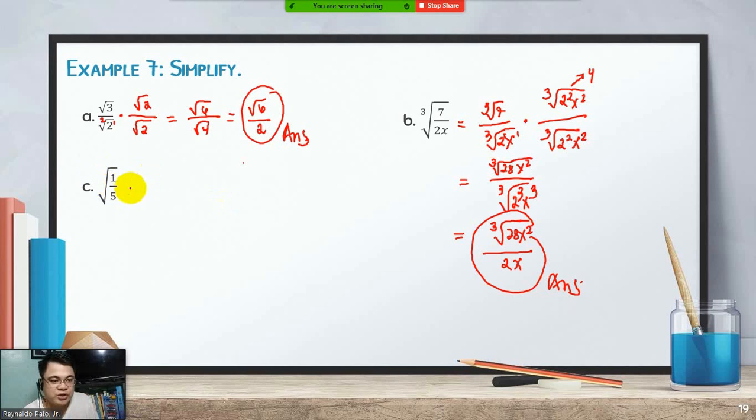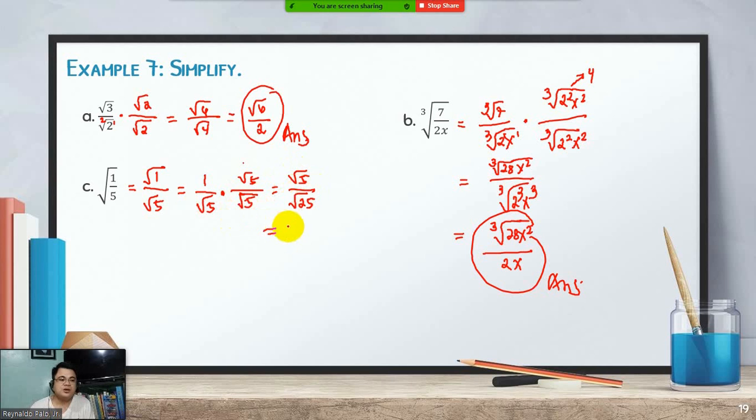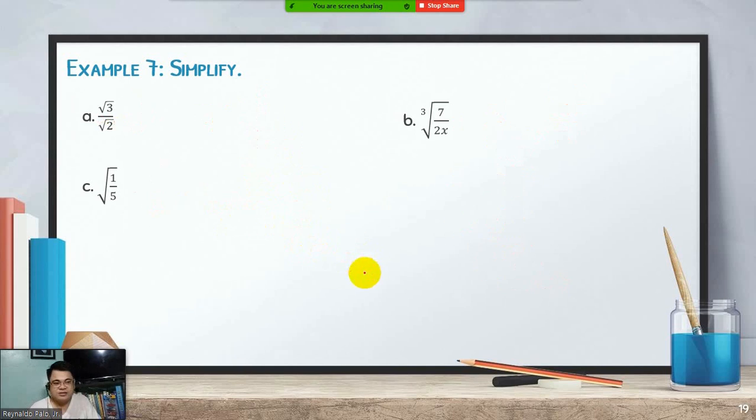Next, square root of 1 over 5. So we can apply the quotient rule, square root of 1 over square root of 5. Then square root of 1 is 1, then over square root of 5. Rationalize, complete the index of 2. So we're going to have square root of 5 over square root of 5. 1 times square root of 5 is square root of 5 over square root of 5 times square root of 5 is square root of 25. The square root of 5 over square root of 25 is 5. So therefore, this will be your final answer.